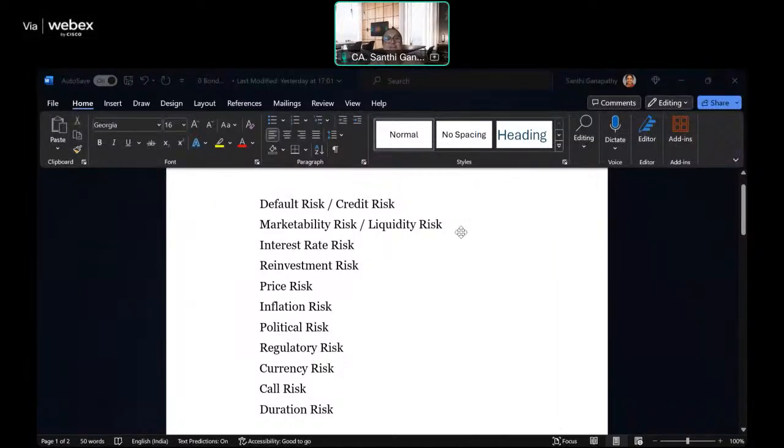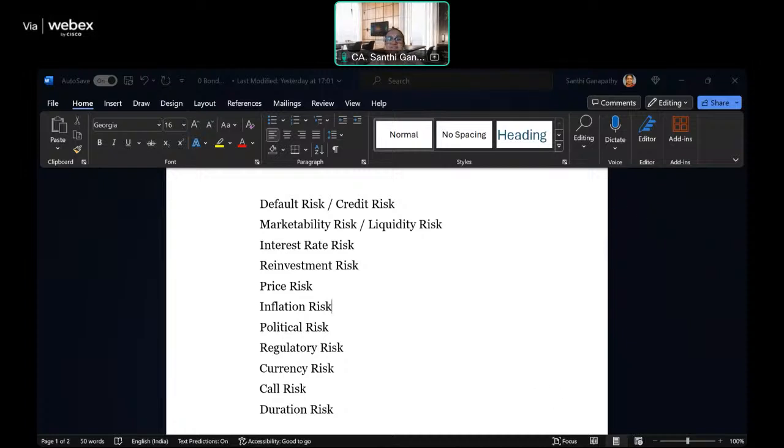Now, when we say risk-free, what is it we consider as a risk-free security? We consider government bonds, government securities as risk-free. Does it mean they are free of all risks? No, definitely not. They are free of only default risk. That is all.